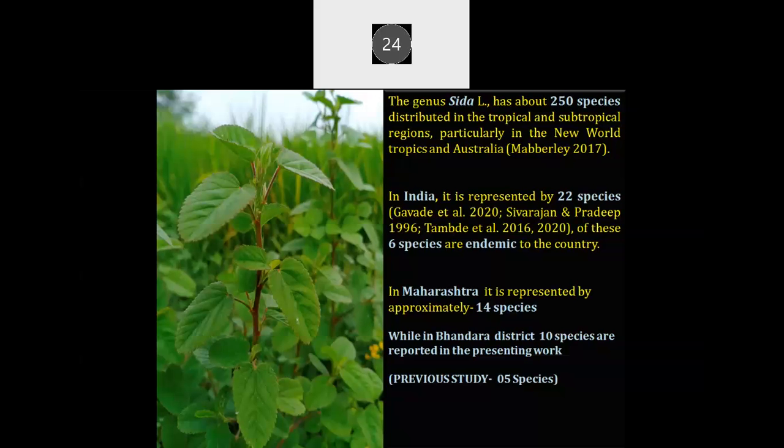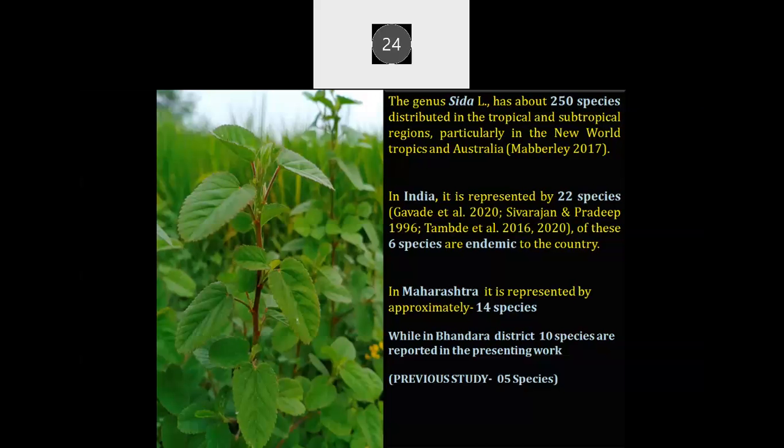In India, it is represented by 22 species according to recent work published by Gawande sir, Sivarajan, Pradeep and Tambe sir. With the endemic species, the number is 26, of which 6 are endemic to India. Throughout Maharashtra, 14 species have been reported till today, including a few new reports, such as Sida sivrajni, reported by Tambe sir and Sardesai sir.